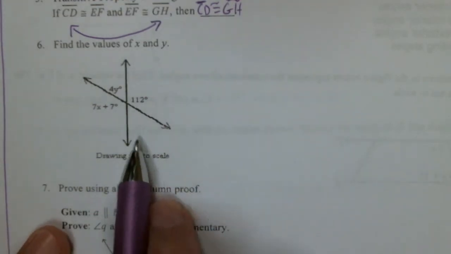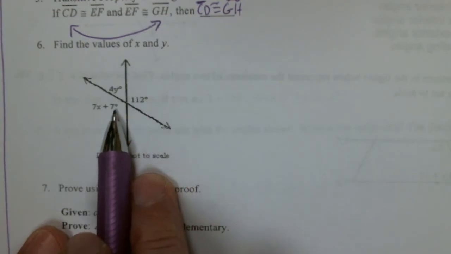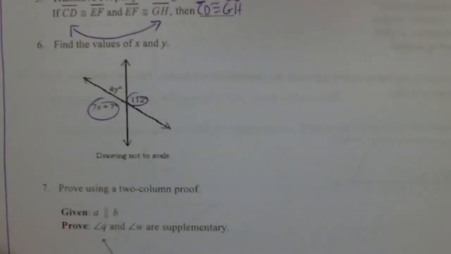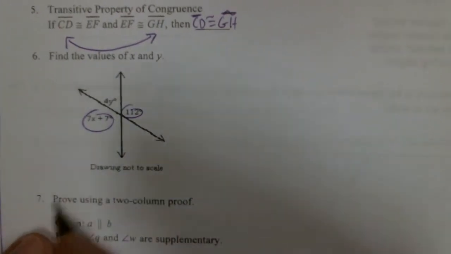Alright, so this is straight off the chapter 1 test. This is the one that said, okay, these two angles are what? They're across from each other, so we're going to call those vertical angles. I'll put a little V here for vertical.